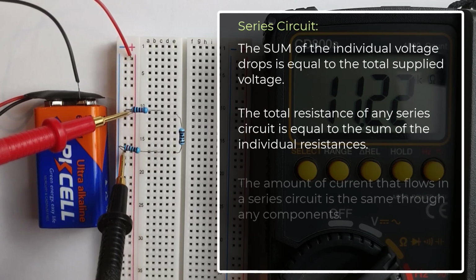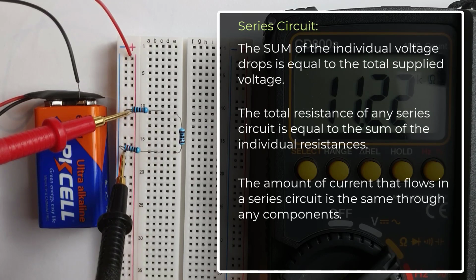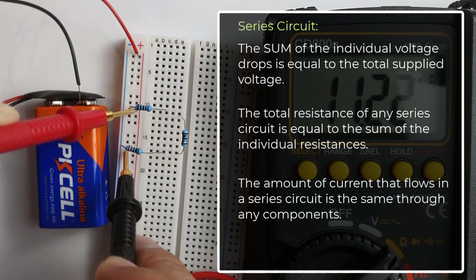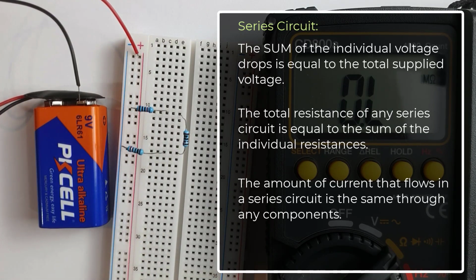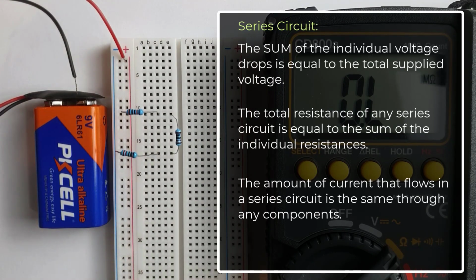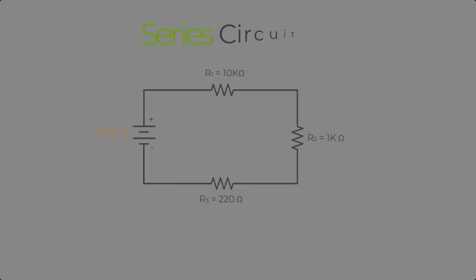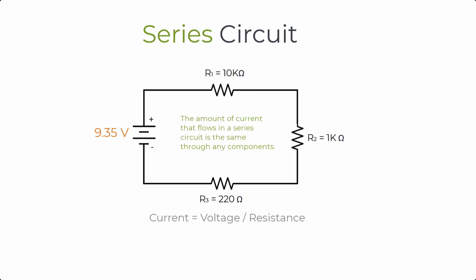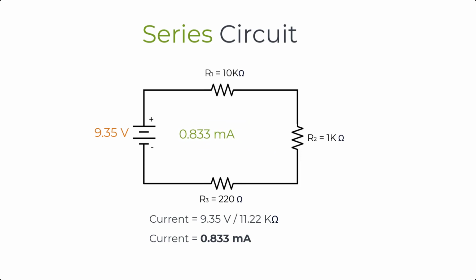The third principle states that the amount of current that flows in a series circuit is the same through any components. And this is an advantage of this type of circuit connection. The same amount of electric current flows through all components. By using Ohm's law, current equals voltage divided by resistance, we simply divide 9.35 volts by 11.22 kilo ohms. The total current is 0.833 milliamperes. And according to the third principle in a series circuit, we know that 0.833 milliamperes is the same electric current flowing through all the components.